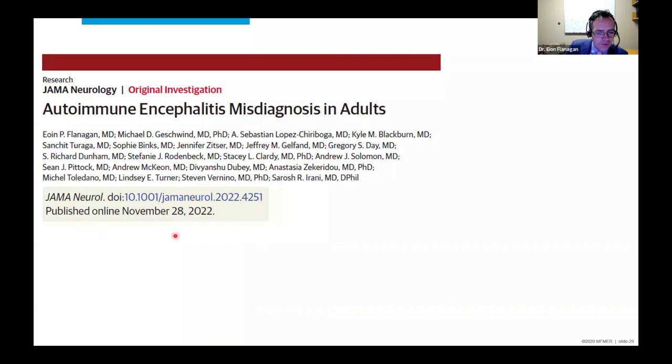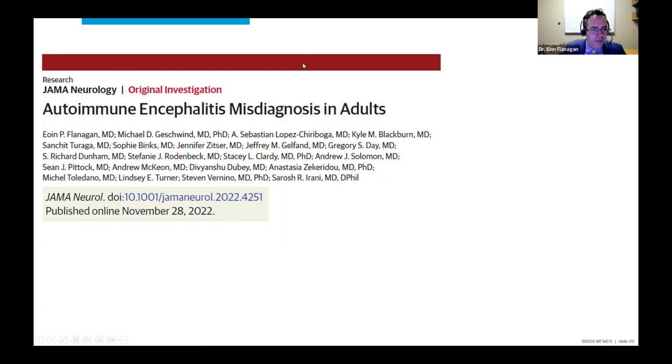This study was published in JAMA Neurology for people who want to see this. This is open access, so it's available to all the public. And you can read through the article and get a sense of how these patients presented and what are some of the things that we need to look out for to make sure we have a correct diagnosis.